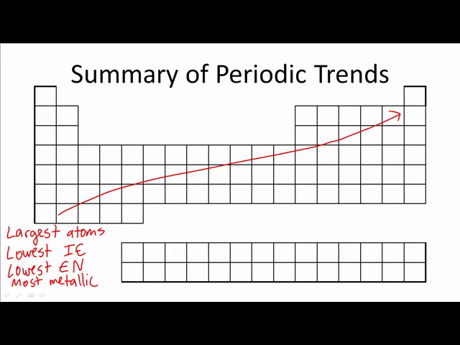Then on the upper right, we've got smallest and strongest. So smallest, highest ionization energy, highest electronegativity, and least metallic.